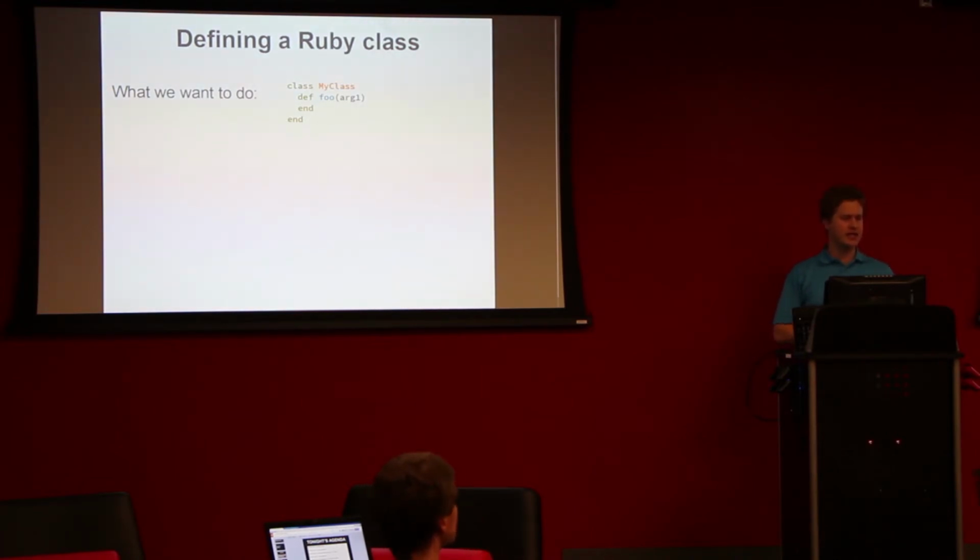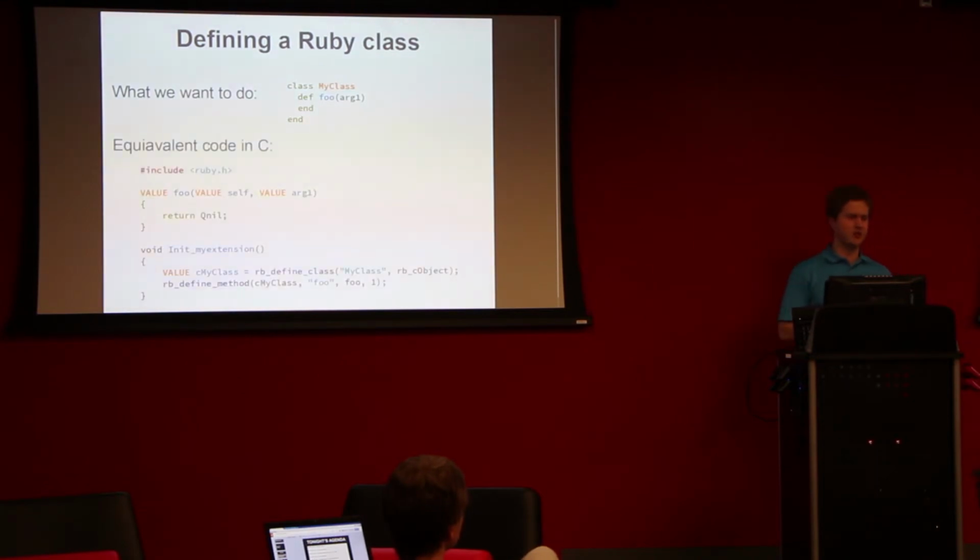So here what we're doing is we're just defining a class and defining one method in the class, and it just takes a single argument and it doesn't do anything, it just returns nil. So this is starting to get useful because we actually are going to define a class in our C extension. The new thing that you'll notice on this slide is that in the init method down here, we're calling rb_define_class. That's part of the Ruby interpreter.